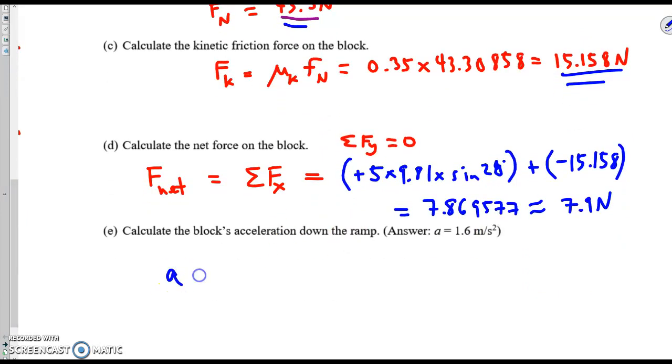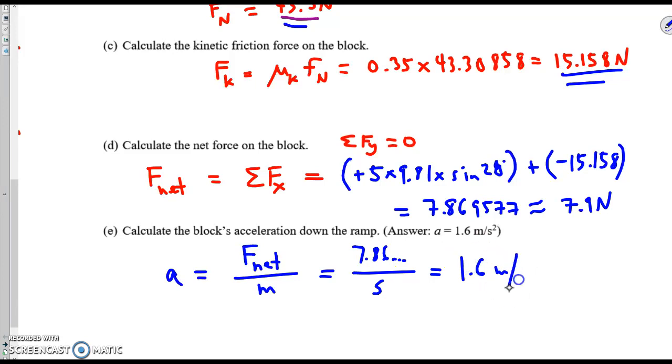Calculate the acceleration. I use Newton's second law, F net equals ma. I've rearranged, and when I plug in my net force of 7.86 and I plug in the mass they gave of 5 from above, my acceleration is 1.6 meters per second squared.